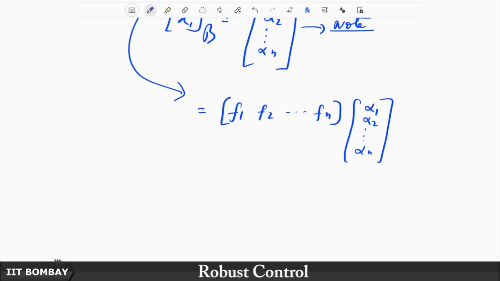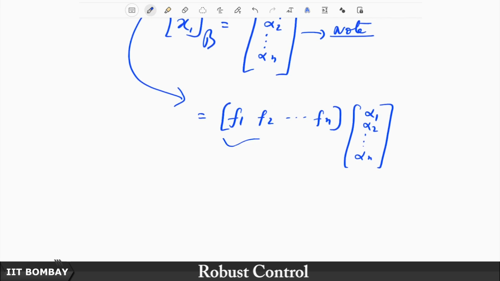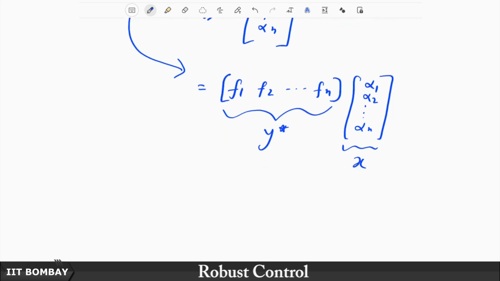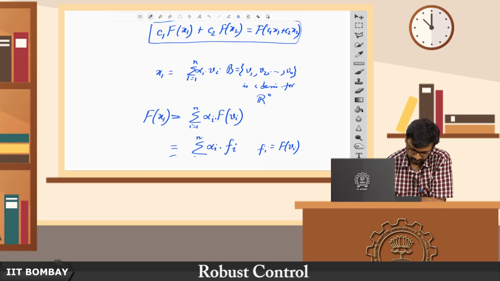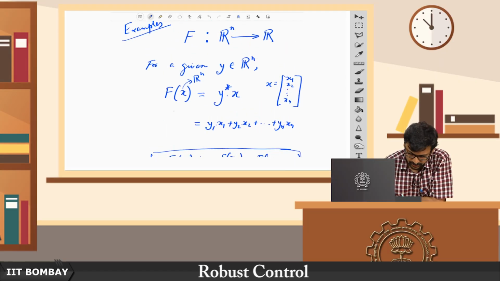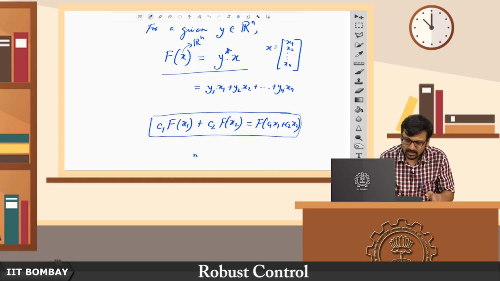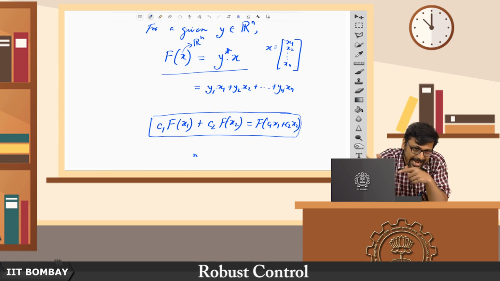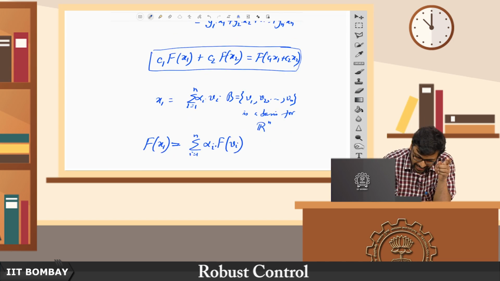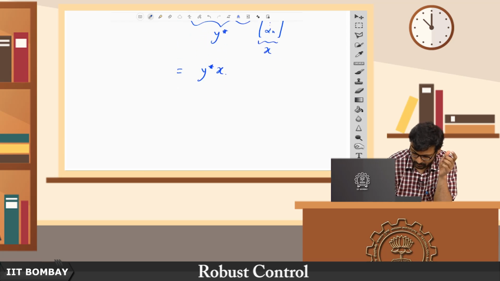right. So then what is this f1 f2? Let me call this y star, and this is of course x, or a representation of x subject to some basis. So now this is again some y star times x, which is precisely the form I had given you. So not just the fact that this y star x gives you a linear functional, it turns out that any linear functional can be written in this form, all right.